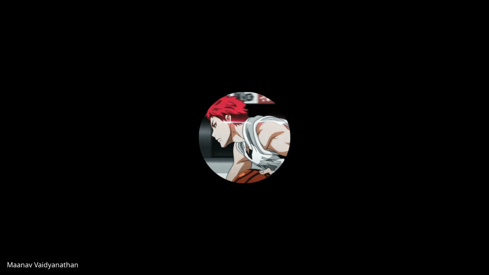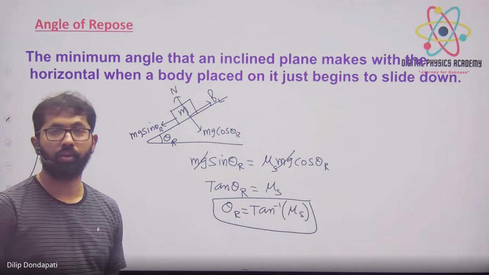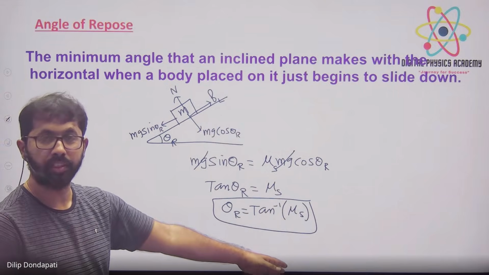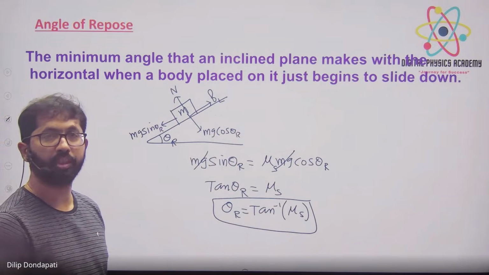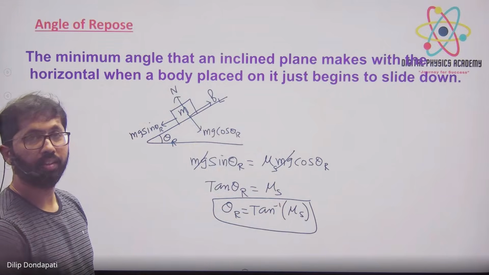So sir, will the angle of repose be equal to the angle of friction every time? Every time means it depends. It will depend on mu s. If mu s is the same here and there, then the angle of repose and angle of friction will be the same. But if mu s is different here and there, then definitely the angle will change.